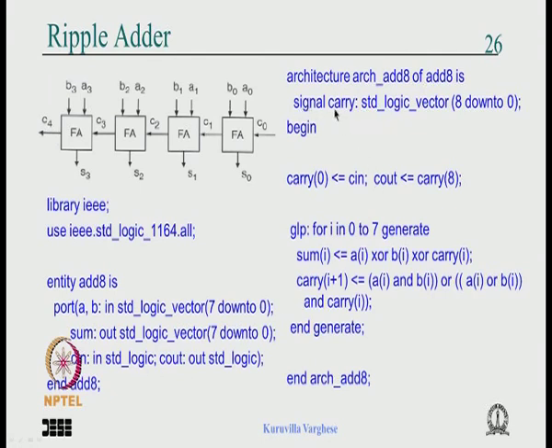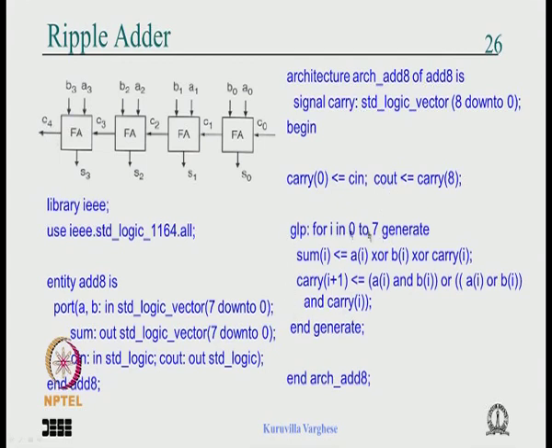Signal carry is a standard logic vector, 8 down to 0 now, because we have C0, C1, C2 all the way up to C8, which is a 9-bit vector. And we say carry 0 is nothing but the C in. C in we are assigning to carry 0. It is essentially like changing the name; this assignment does not mean anything, we are just changing the name. Similarly carry 8 we are assigning to C out.